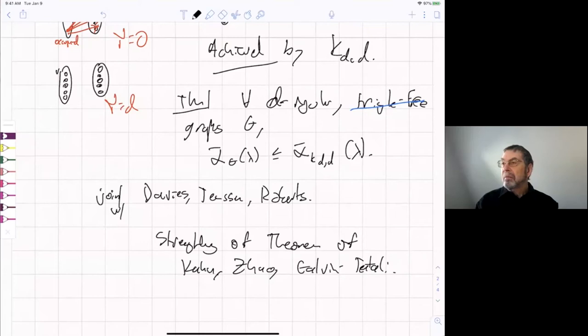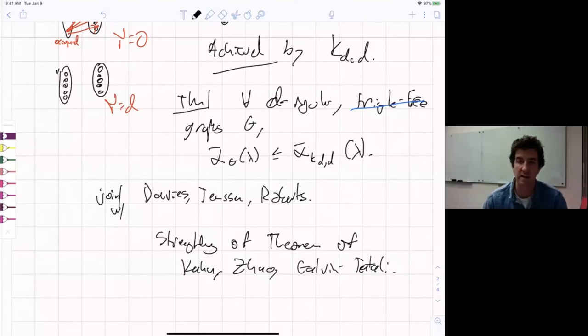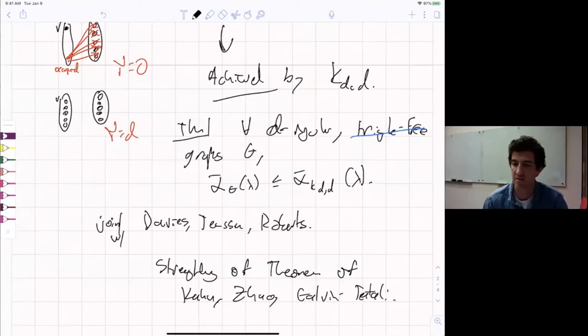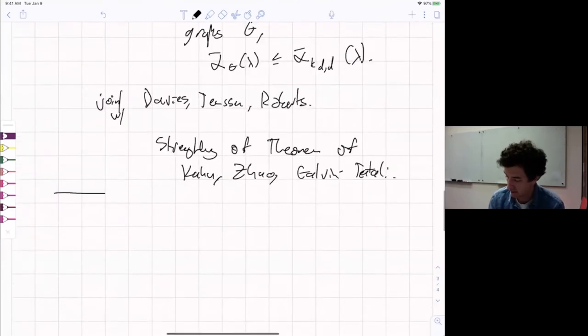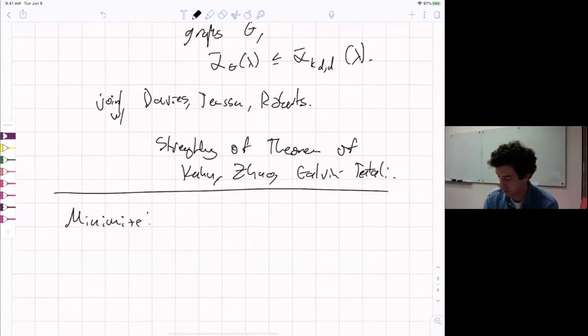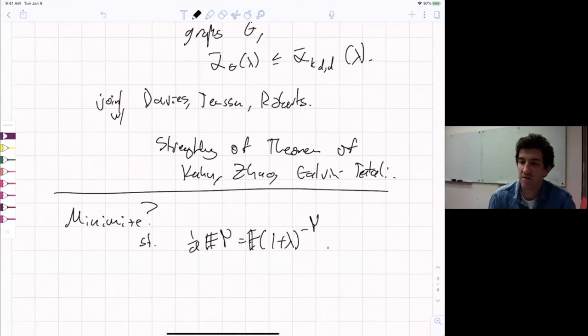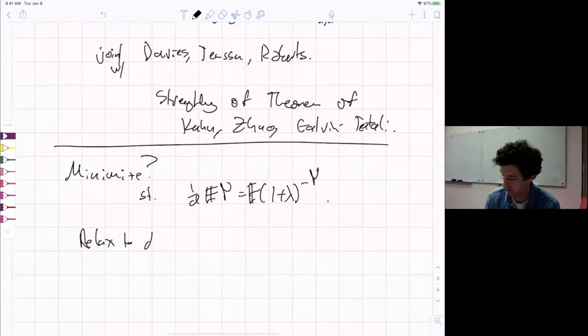Okay, so that's one result, just by looking at this identity, relaxing the optimization problem from graphs to distributions, and then maximizing. Of course, we don't have to maximize, we can minimize. Again, subject to (1/d) expectation of y equals expectation of 1/(1 + lambda^(-y)). When you maximize subject to this convex constraint, you want to put the mass on the extremes. When you minimize, what do you want to do? So relax again to distributions and minimize.